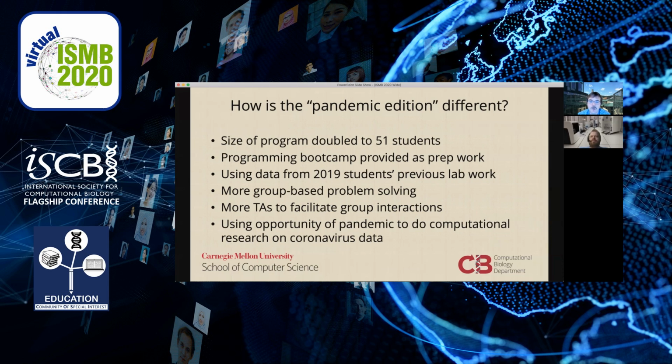But Josh is going to talk a little bit about how we've tweaked the program, especially in response to a pandemic, but also with respect to a few other things as we look toward the future. Okay, so for the pandemic edition of the pre-college program, obviously we had to make it an entirely remote program. And so one of the things that allowed us to do was to double the size of our program. So we're almost double it. We're up to 51 students.